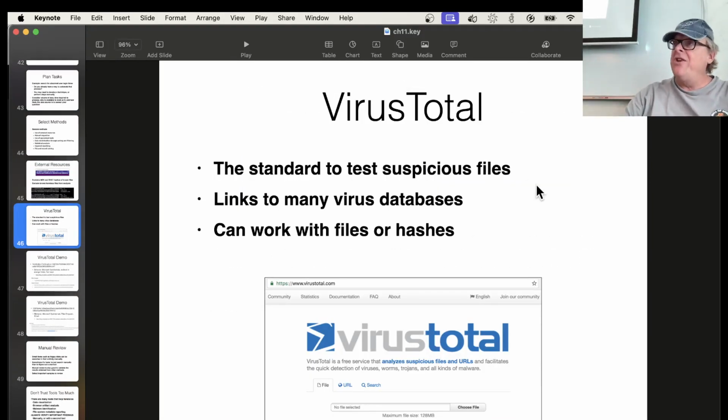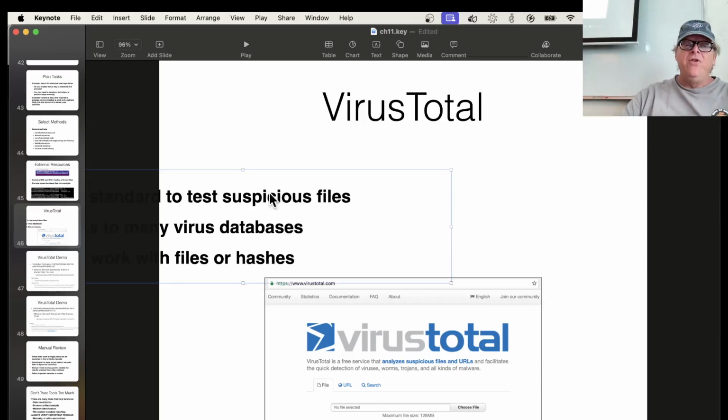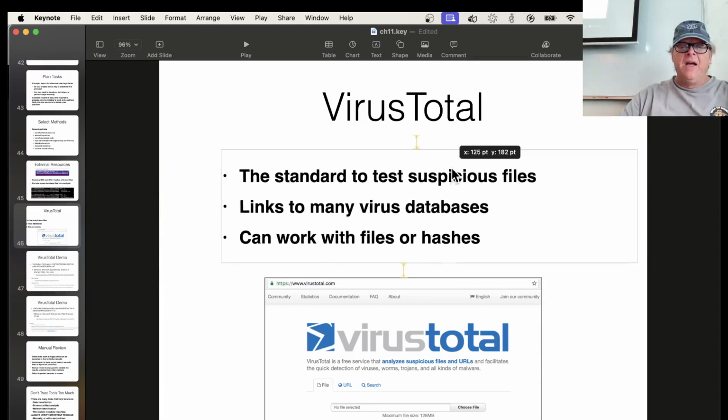VirusTotal is, of course, the standard to test suspicious files. You can upload the file, but if you do, they will send it to antivirus companies, and you may not want that. You may not want to alert the attacker, so you might want to just search the hash, which will just see if there is a known analysis of this file without telling them anything they don't know. And that's what you do if you want to maintain OPSEC.